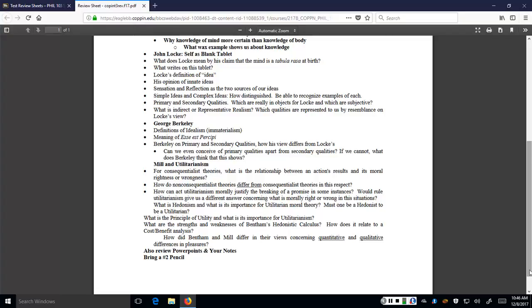So Berkeley tried to get out of philosophy where everything that exists is immaterial. He tried to disprove the existence of a material world.